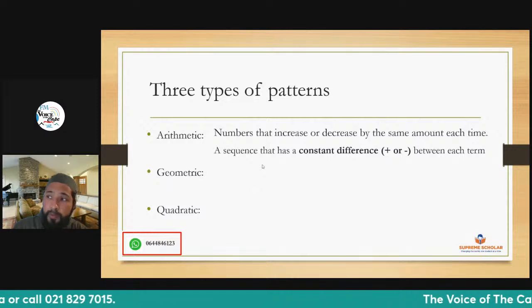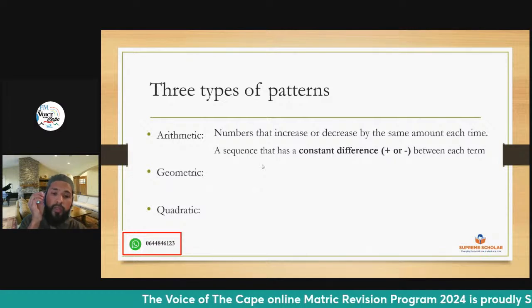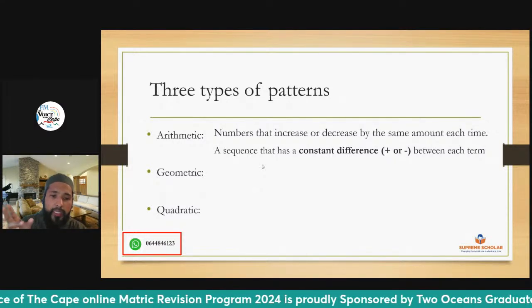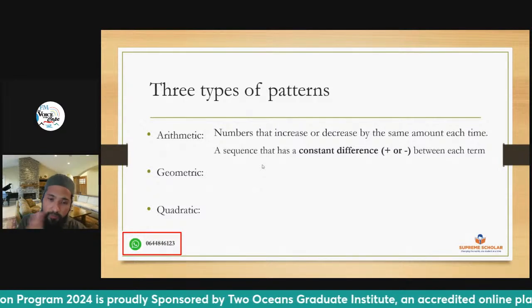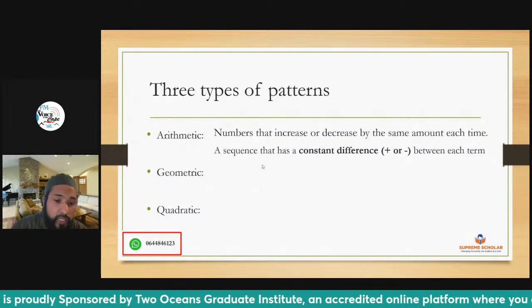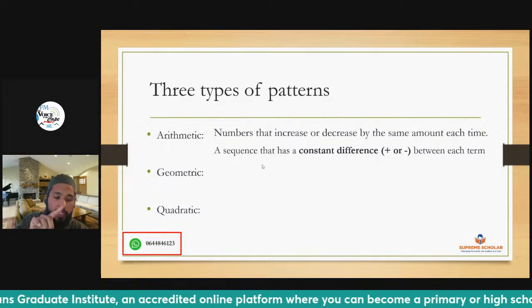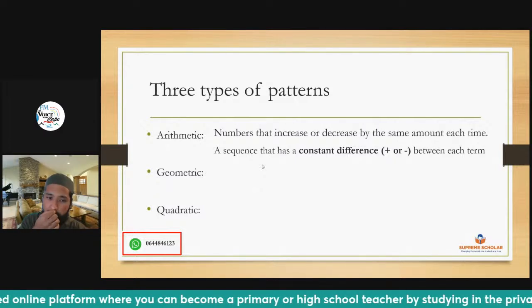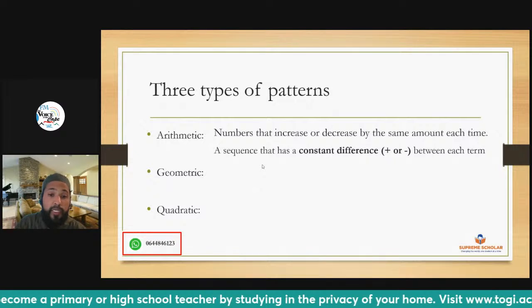So once I say we're dealing with an arithmetic pattern, you must already know that this pattern, whatever it is, and I haven't even seen the numbers yet, has a constant difference between each term. That's a given already. So if a question says the following is an arithmetic pattern and they give you the numbers, then you already know there's a constant difference. The difference between T2 and T1 is exactly the same as the difference between T3 and T2, etc.